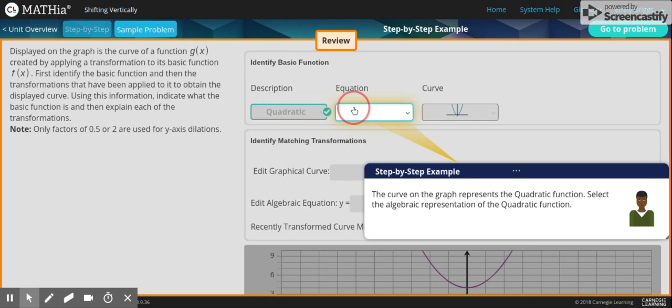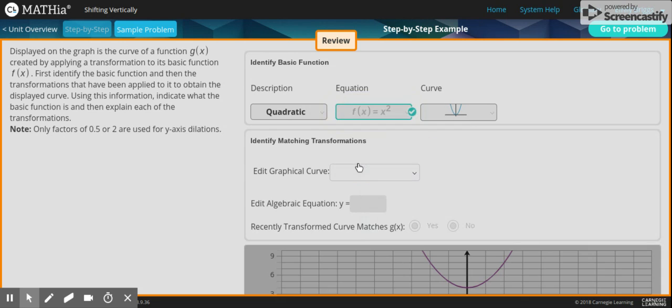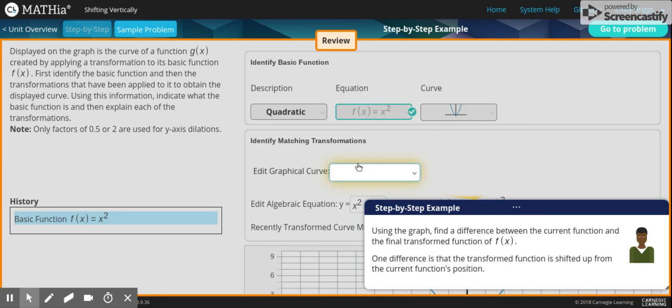The curve on the graph, f of x equals x, is a linear representation of the equation, and then f of x equals x to the power 2 is a quadratic basic equation because it has the exponent, or squared. So to edit the graphical curve, it says display, always read over here.